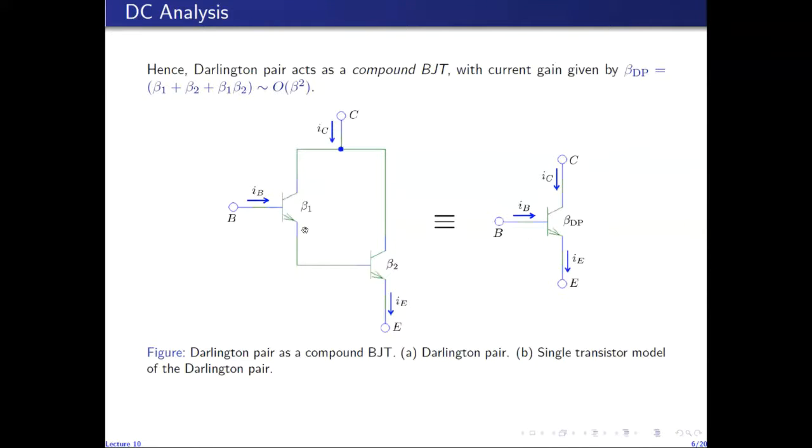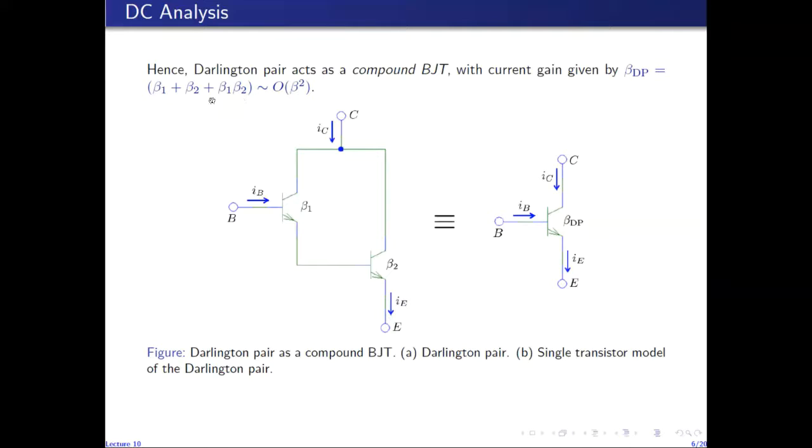So please note that while these two devices having beta 1 and beta 2 are physical devices, this here is not a physical device. This is just a model that characterizes the terminal currents of this circuit. So this is just a single transistor compound BJT model of this circuit, whose beta is given by beta dp, which is equal to this factor.